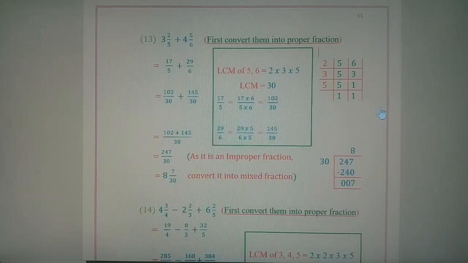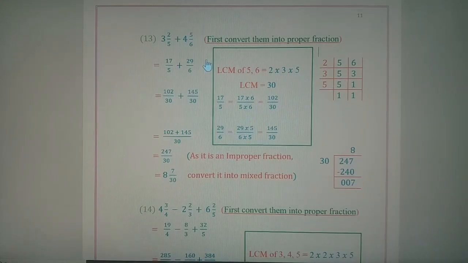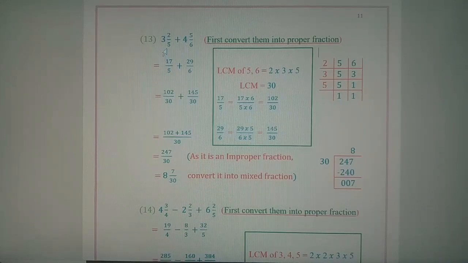Let us see an example where addition of fractions having different denominators is done. The 13th example. In this example, we'll see addition of two mixed fractions having different denominators. How is it done? Let us see. 3 integer 2 upon 5 plus 4 integer 5 upon 6.